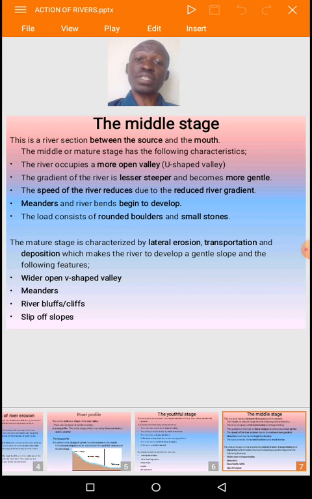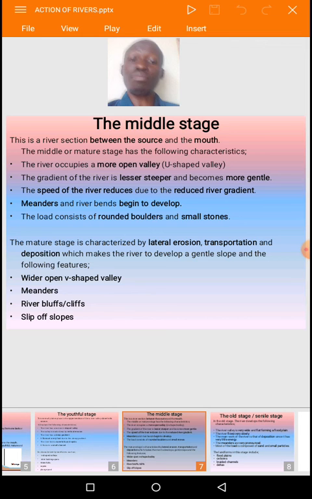So meanders are there, as some of the features. Wide open V-shaped valleys. Then cliffs can develop. Then slip-off slopes. Again, you have to dive into more of these during your revision.